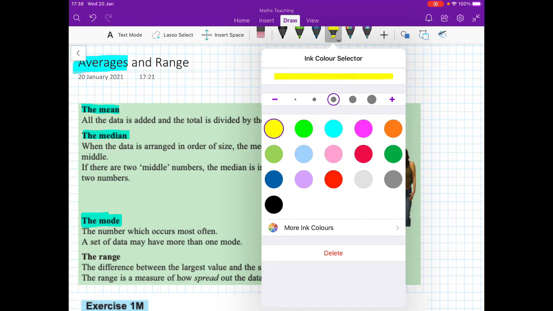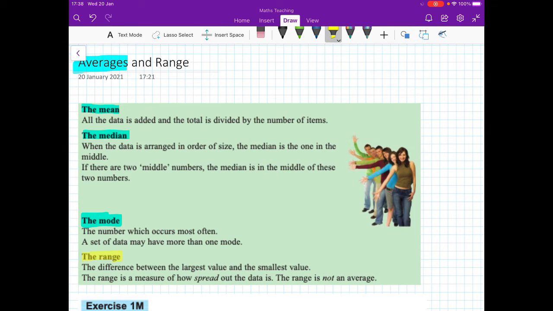The final term we're going to look at is the range. The range isn't a measure of average. It doesn't tell us the middle of the data. It's a measure of what we call the spread of the data. The range is the difference between the largest value and the smallest value. So it tells us how far apart things are spread out. Range is a measure of how spread out the data is, whereas the averages are all a measure of where the middle of the data is.